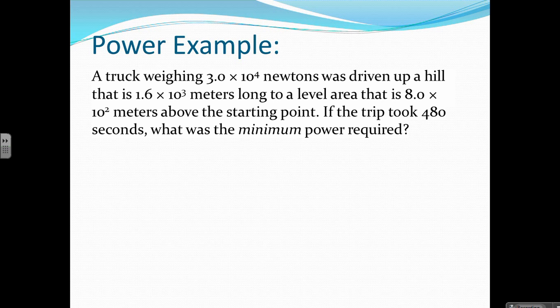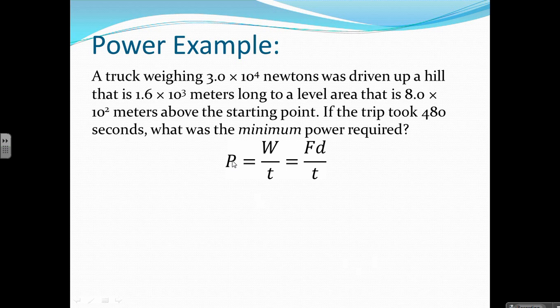In this one, we have a truck weighing 30,000 newtons. It's driven up a hill, and the length across the incline is 1.6 times 10 to the 3 meters. That's 1,600 meters. The hill itself is 800 meters above the starting point. The trip took 480 seconds. We want to know what power it required.